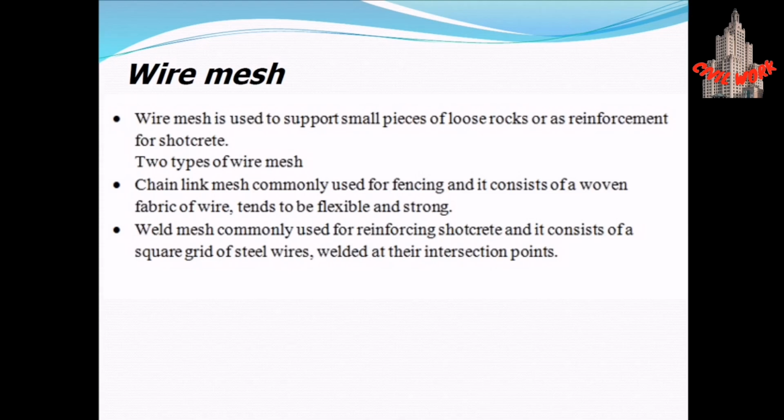Wire mesh is a type of support used in tunneling to prevent rockfall and stabilize the tunnel. It consists of a grid of wires woven together. This figure shows how hazardous construction can be if we don't provide the safety measures during the construction.